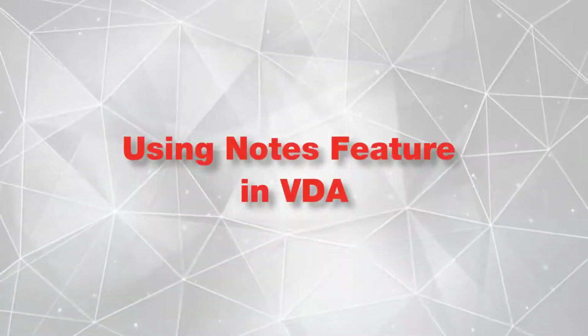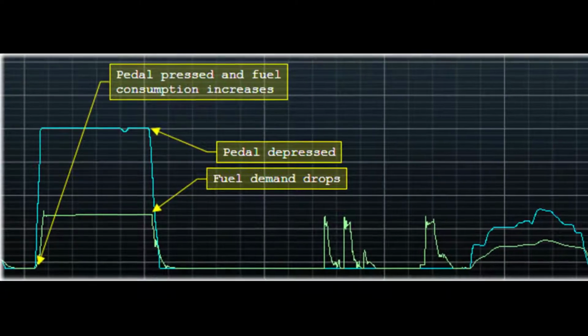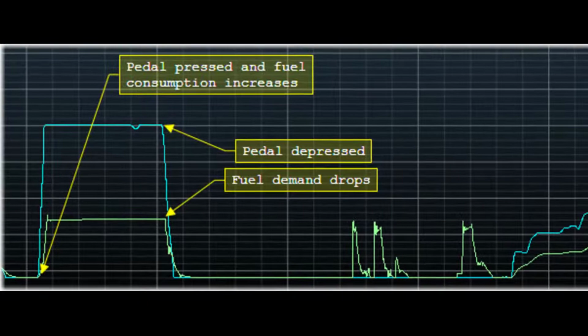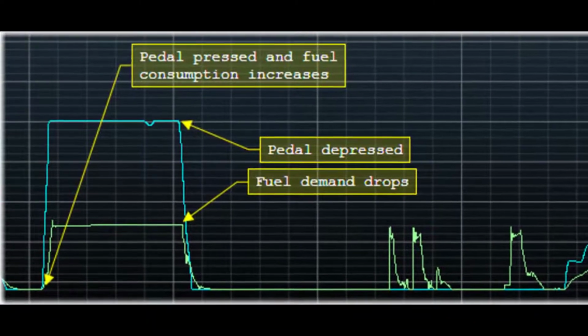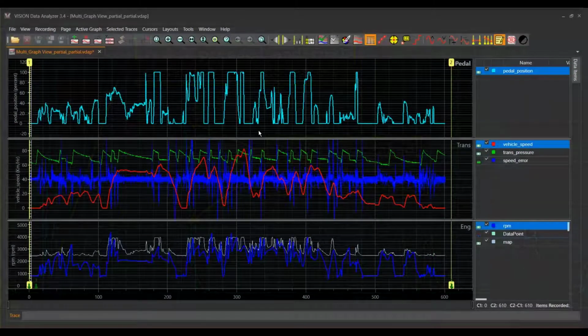This tech tip will cover how to use the Notes feature in VDA. Notes are user-created text boxes with leader lines and arrows, enabling users to add specific information relating to the point in the recording. There are two methods for adding a note.